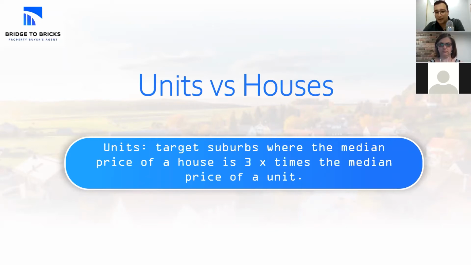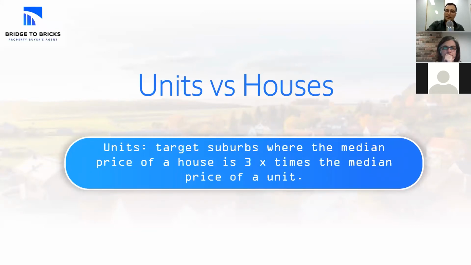That's true. But there are some instances where units are extremely compelling buys. And you should be targeting, and this is a tricky little rule of thumb, suburbs where the median price of a house is 3 times the median price of a unit. The reason for that is because you're trying to find essentially a spread or an arbitrage opportunity where you're finding something undervalued. And in these suburbs, a unit is undervalued and a house is overvalued.